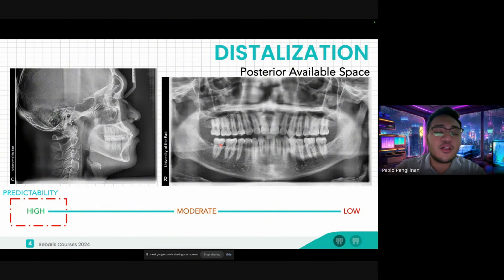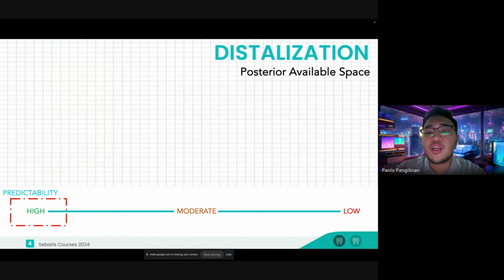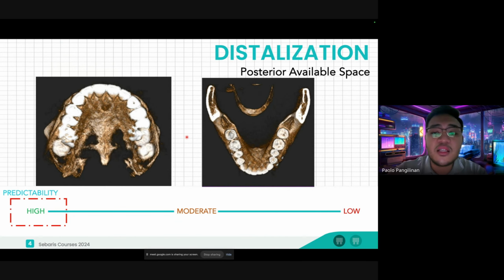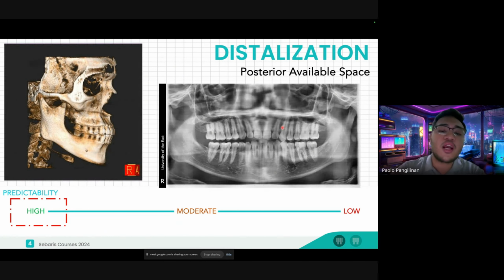Now, here is another thing, and basically I have good posterior available space here. I have enough bone on the posterior. And you know the beauty of digital dentistry? We can dive a little bit deeper, in such a way that we can look at your lingual cortical bones on your CBCTs, and it allows you to see how much you can actually distalize. Now, for this one, even on my two-dimensional radiographs, it's going to give me a lot of distalizing space.